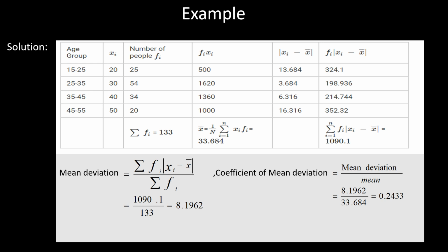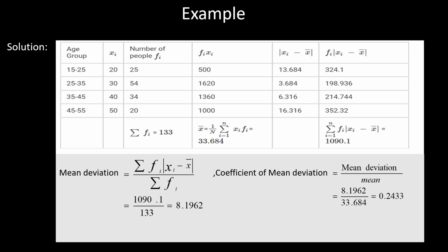In this way, find all the absolute deviations and multiply them with the frequencies column, which gives the total of the frequencies multiplied by the absolute deviations of observations from the mean value. Here we got it as 1090.1 and the frequencies total as 133. The ratio of these two gives the mean deviation value, which is 8.1962 in this example.